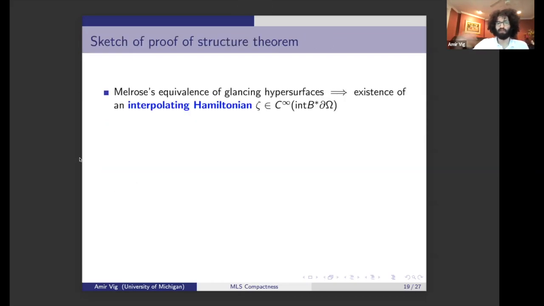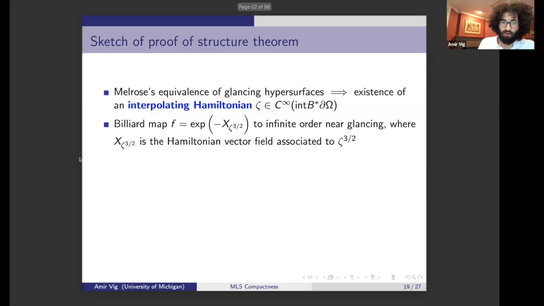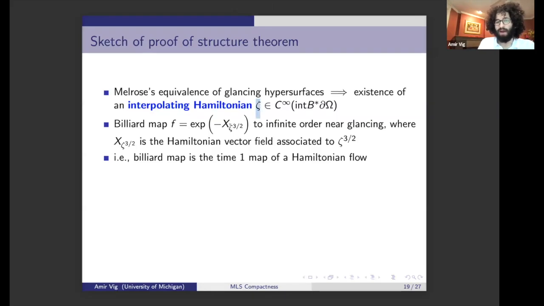So here's a sketch of the proof, or really just a cinematic overview of the proof. We use Melrose's equivalence of glancing hypersurfaces, and this gives us the existence of what's called an interpolating Hamiltonian. So what is an interpolating Hamiltonian? It's a C infinity function on the coball bundle, which is our phase space. And why is it called an interpolating Hamiltonian? Well, the billiard map is then given by the time one map of the Hamiltonian flow of this function. We actually use the function to the power 3/2, which is again this ubiquitous but enigmatic power of 3 appearing.